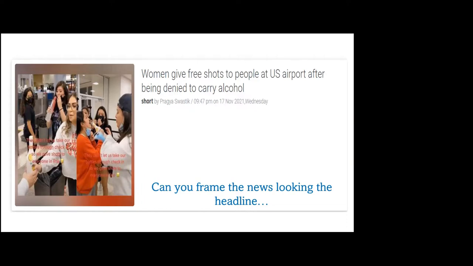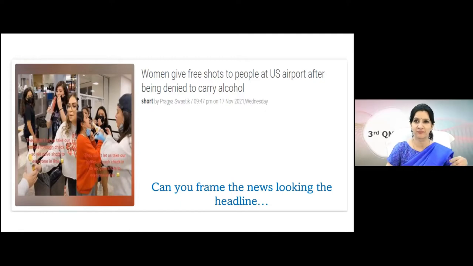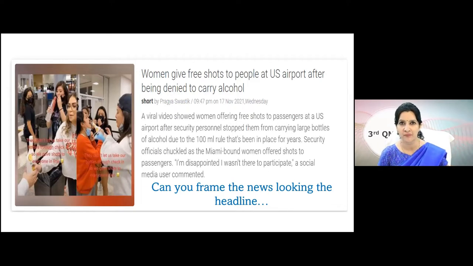They must be frustrated when they could not carry the alcohol. Yes. But they took it as... you can just read this again, since you have read the headline.